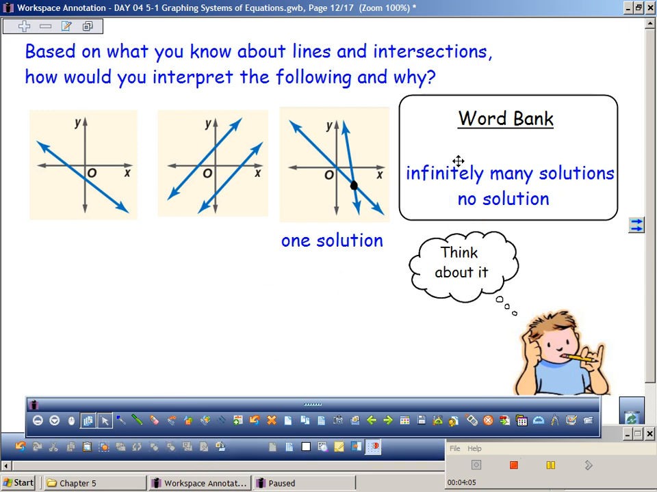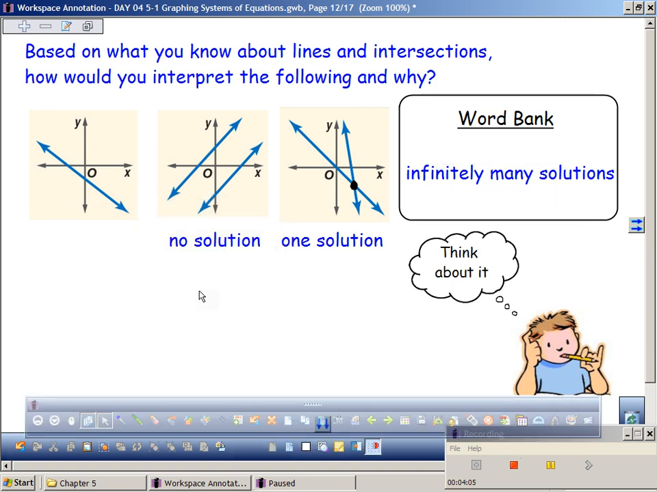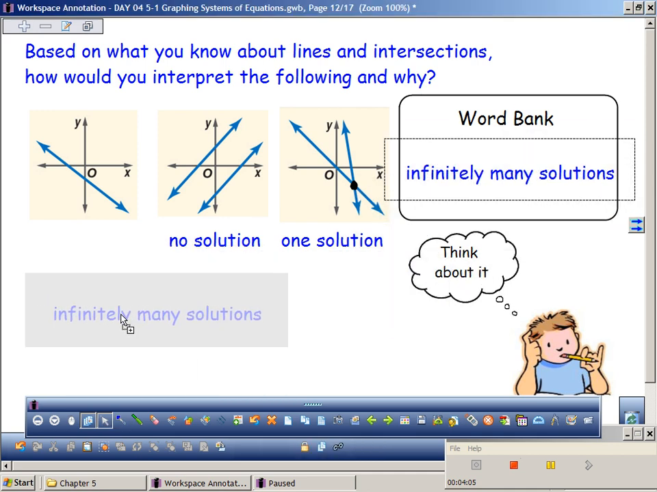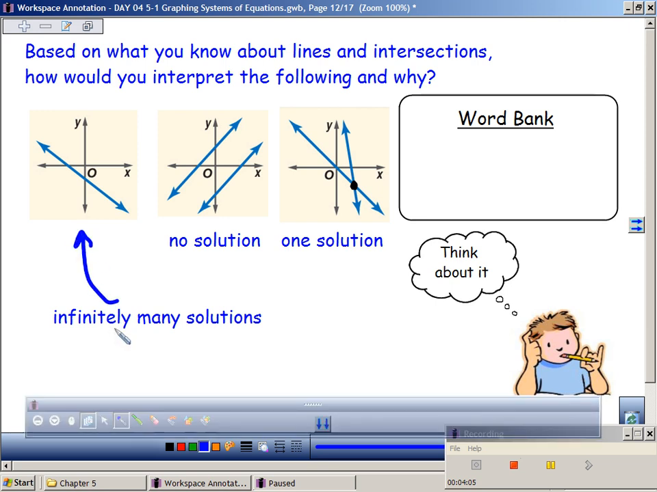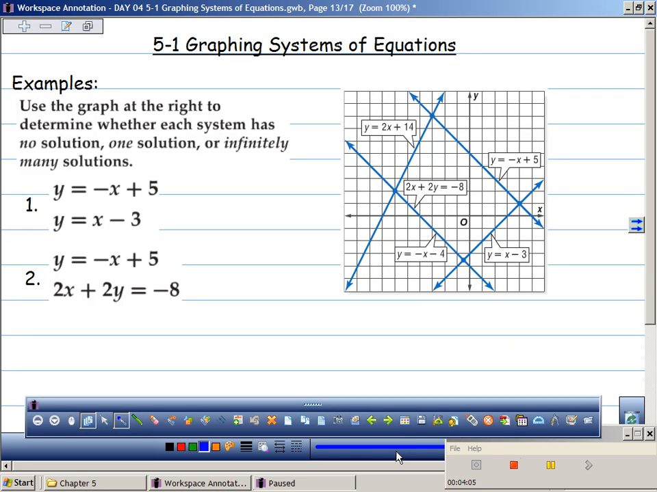Good job. The middle one never crosses. What do we call that set of lines? Parallel. Good job. So obviously, this one is the one that has infinitely many solutions right here. Why does this have infinitely many solutions? Because it has the same line. Exactly. Perfect.